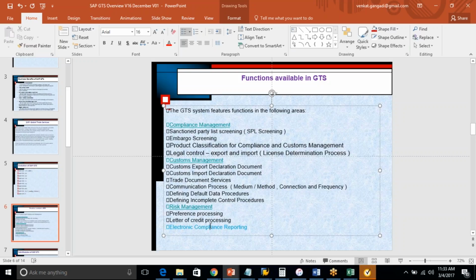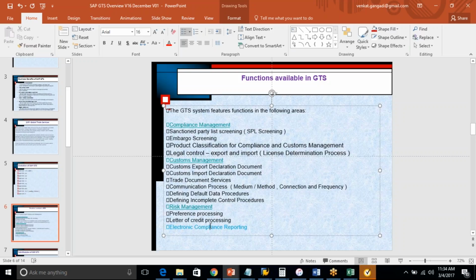And in 2004, what happened? The European Union made it mandatory to submit the declarations automatically, that is, electronically. Till 2004, the European Union system, NCTS, the New Computerized Transit System, was the European Union automated system.